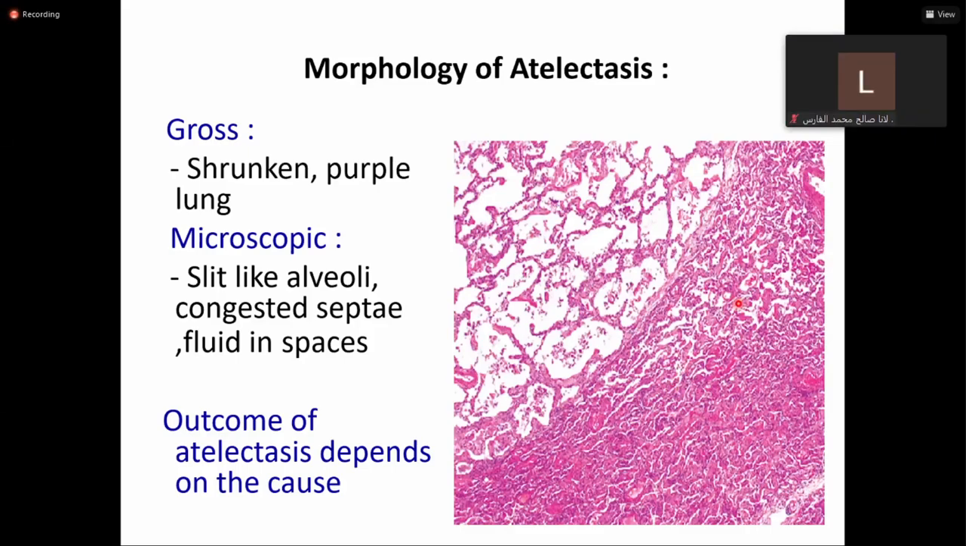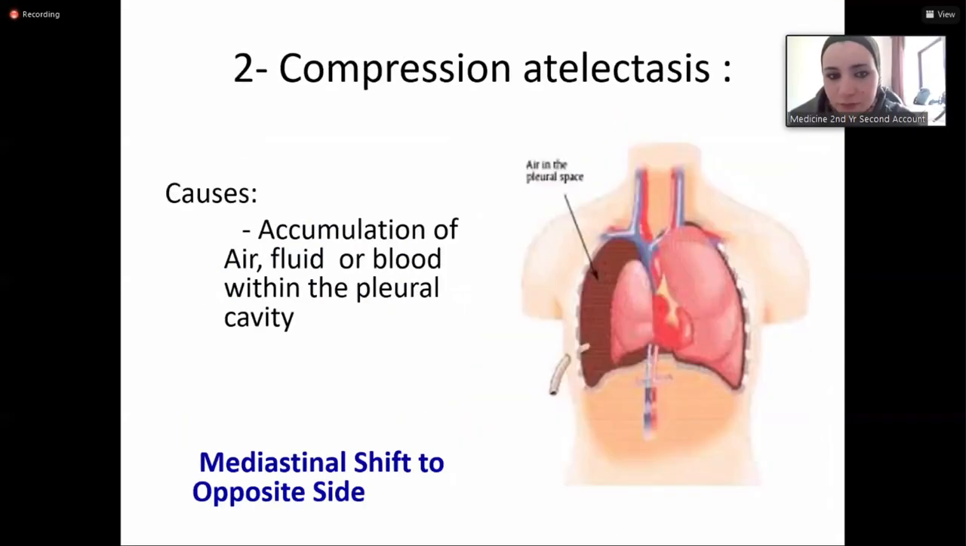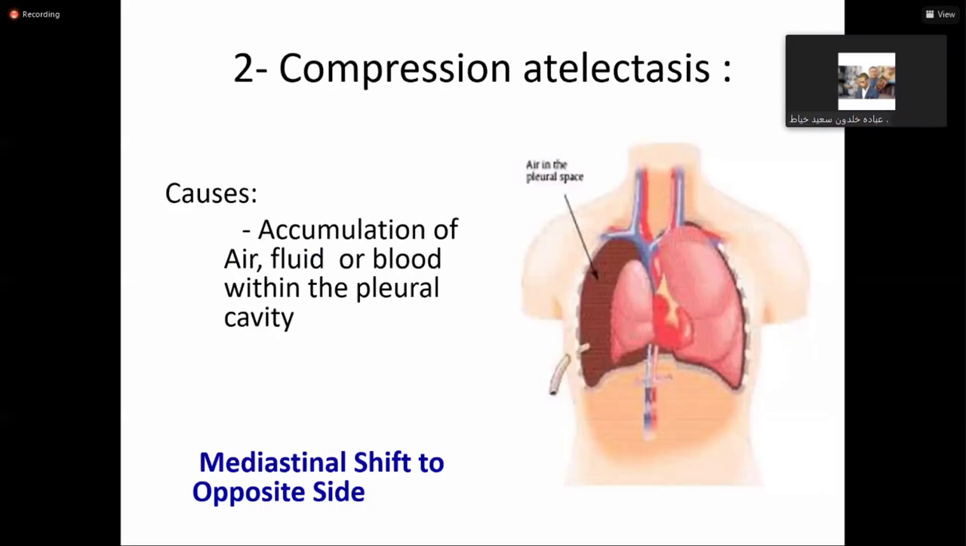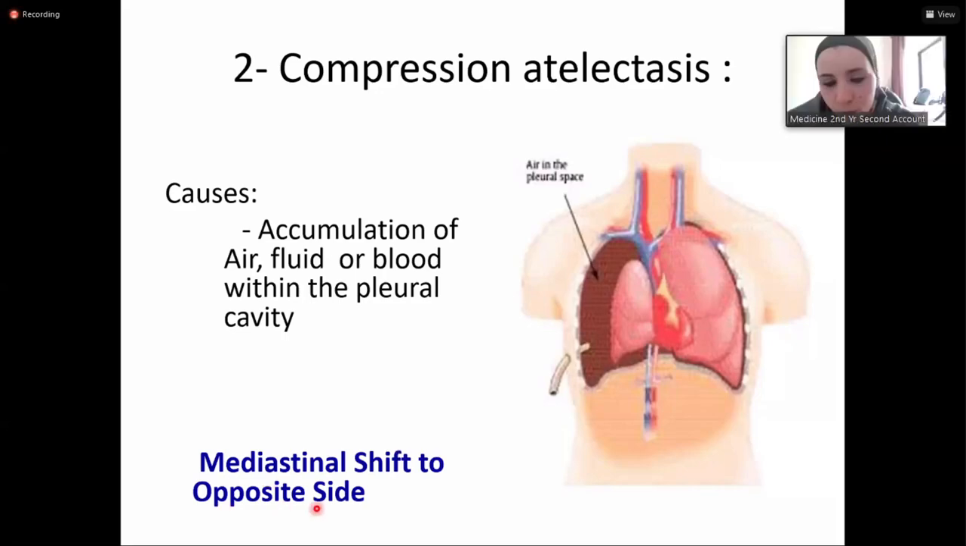وبعدها دورا بالcompression atelectasis ممكن ترجع على السايد atelectasis. Okay, ليش المدياستينال shift to opposite side, ما فهمته, to the opposite side, okay.